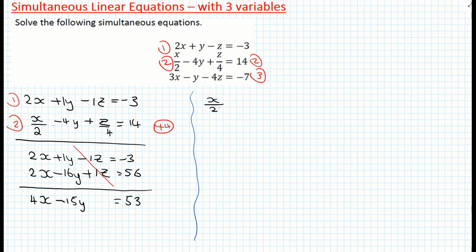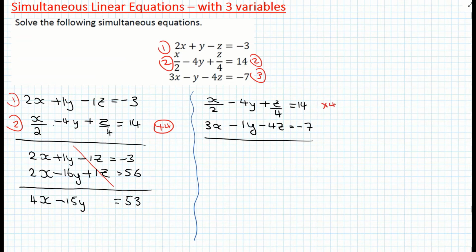So it's x over 2 minus 4y plus z over 4 is equal to 14. And my third equation is 3x minus y, which is the same as 1y, minus 4z is equal to -7. Make sure now that you cancel the same variable. I need to cancel the z again because I cancelled z originally on the left hand side. So first thing again I would do is get rid of that fraction. So I'm going to multiply across by 4 once again to get rid of the fraction of 4. I'm going to put them all over 1 to make them all fractions.